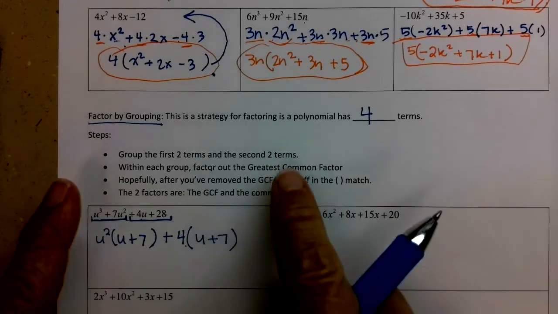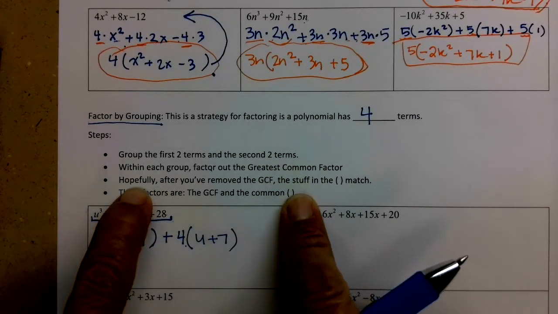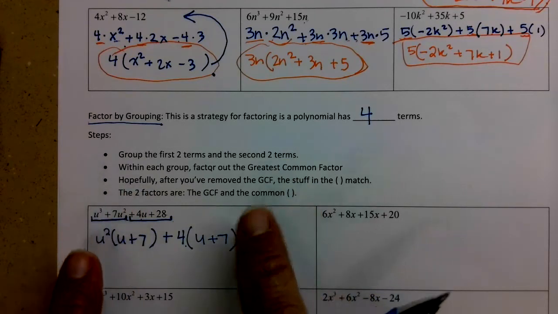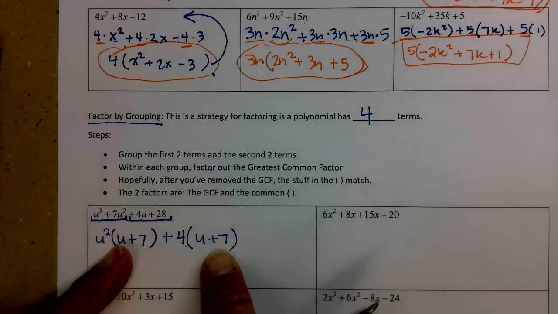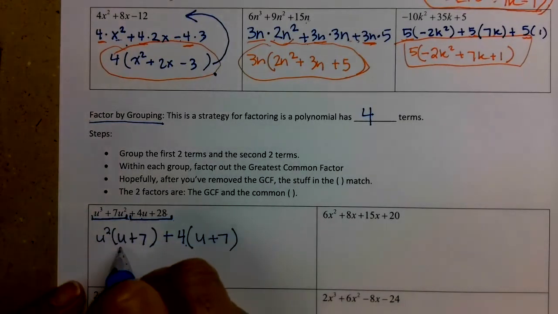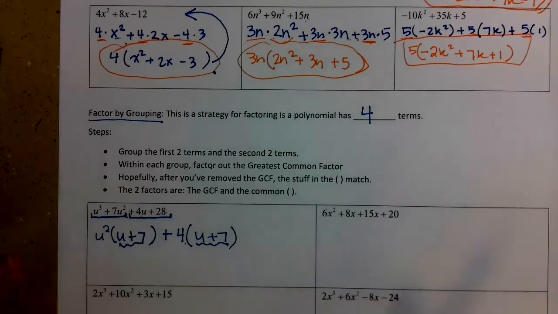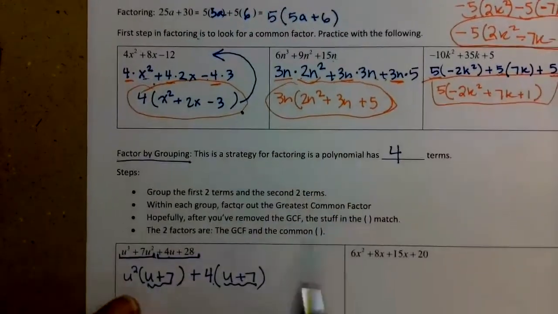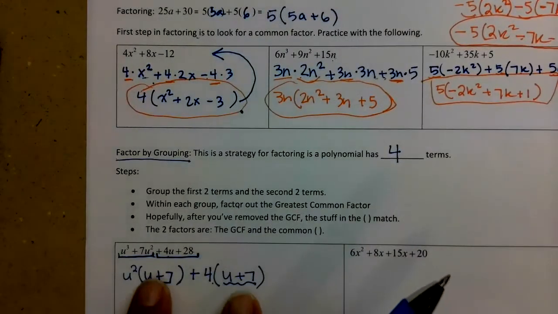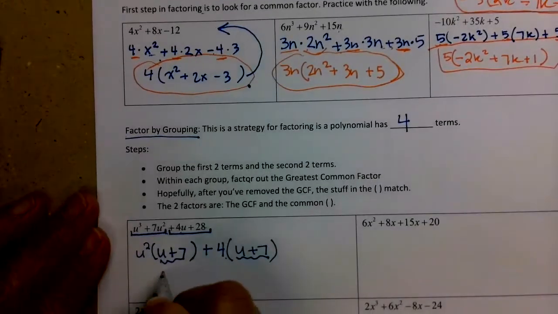Okay, so that was step 1, step 2, and now we're on step 3. Hopefully, after you've removed the greatest common factors, the stuff in the parentheses match. And they do. So there's that common factor. Just like above where our common factor was 5, there was a 5 in all 3 spaces. Well, in this case, I've got a u plus 7 in the 2 different spots. So I'm going to factor out that u plus 7.